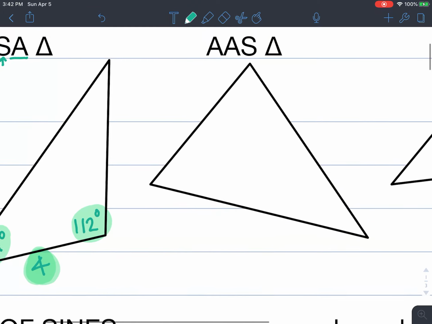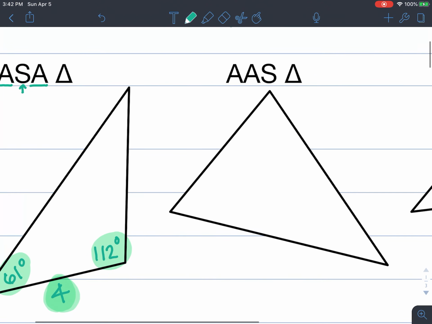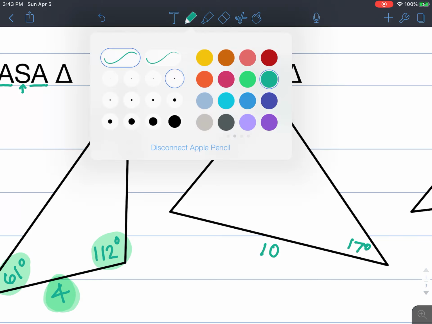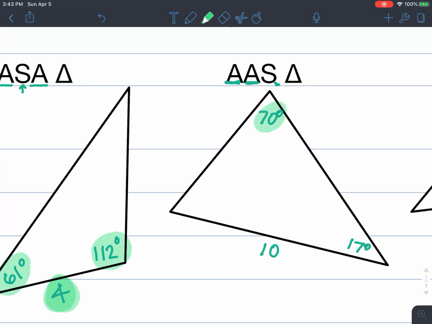An AAS triangle, on the other hand, might be something like this. So again, we still have two angles and a side, but now the side is not between the angles. See, here are my angles. The side that's between the angles would be this side, but that's not the side that's given, it's this one.